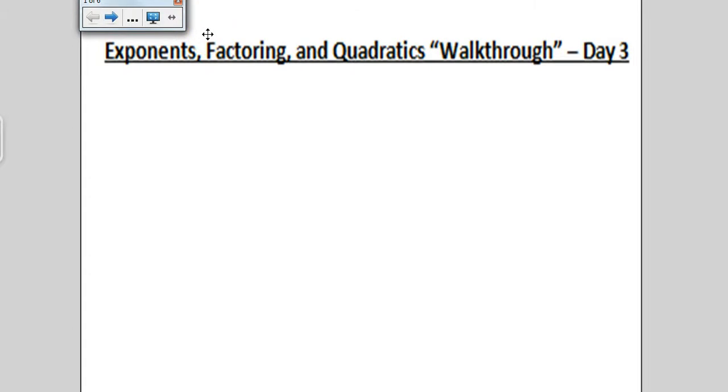This next lesson is going to cover exponents, factoring, and quadratics day 3, so make sure you're on the right set of notes before we get started. We've done day 1 and day 2, so this is day 3.